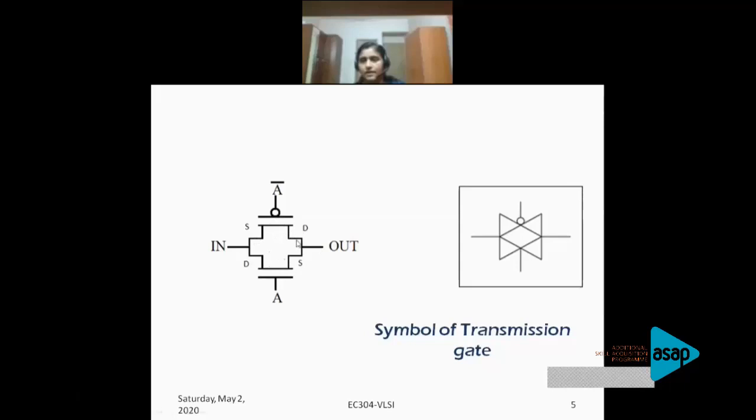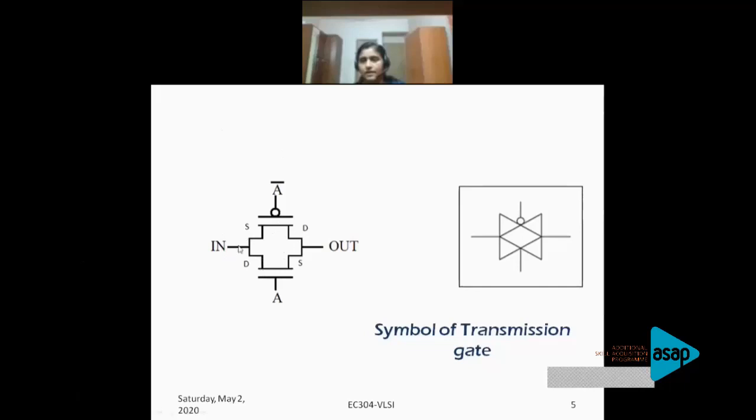A transmission gate can give a good 0, and in the same way, a transmission gate can also give a good 1. How? Let's look into that. For a good 1, say the input is again 1. So both the gates are active. That means this NMOS is on, and the PMOS is on.